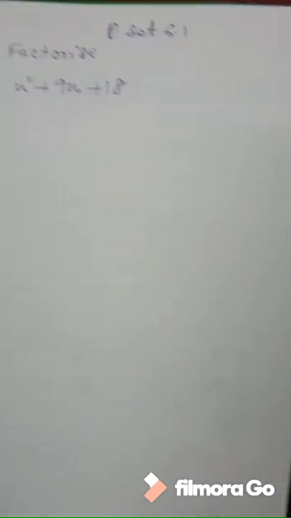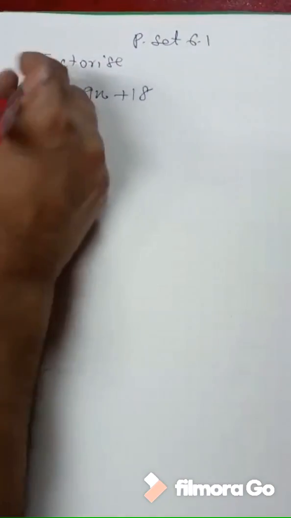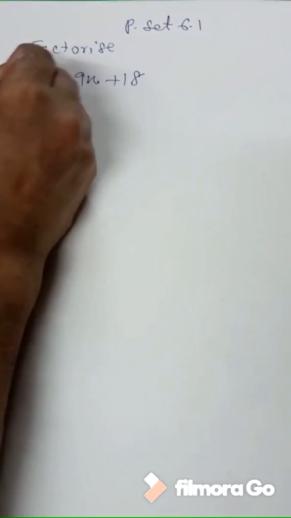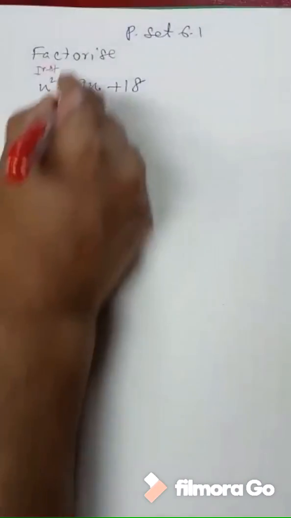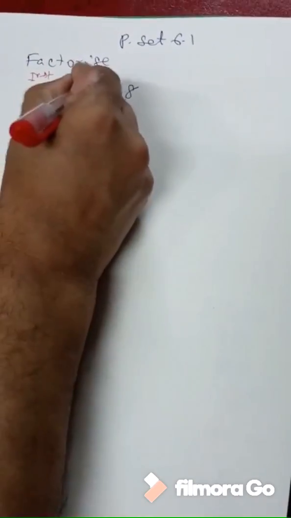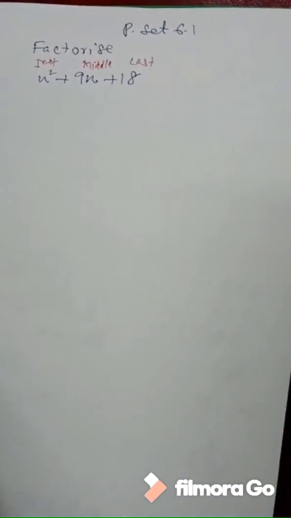The question is x square plus 9x plus 18. X square is the first term, 9x is the middle term, and this 18 is the last term. We have to split the middle term and the last term.